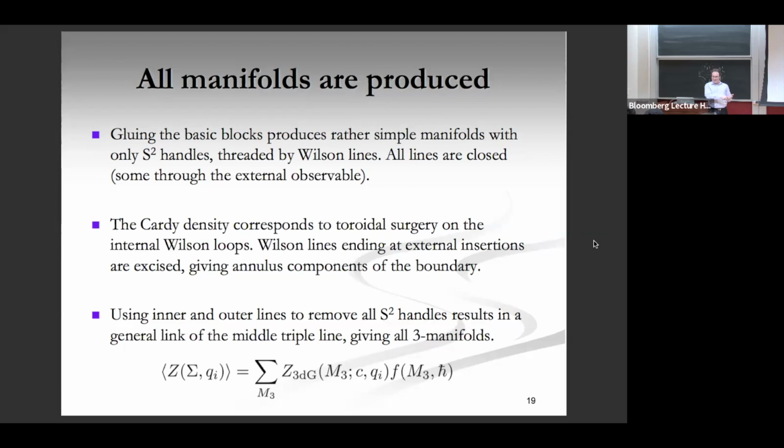But let's see, does F of M3, h bar know about sigma? Yes. I mean, sigma is part of it, because sigma need not be connected either. And again, you have the same. Yes, so that's an example where that would arise. If sigma was disconnected, there will be contributions that are disconnected.